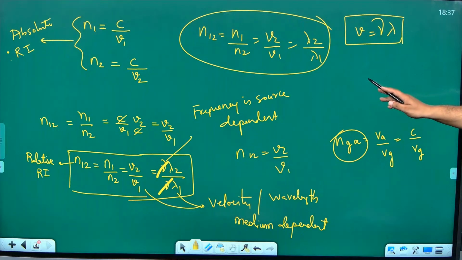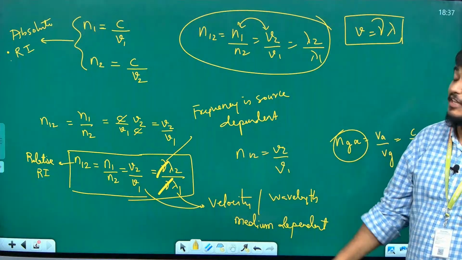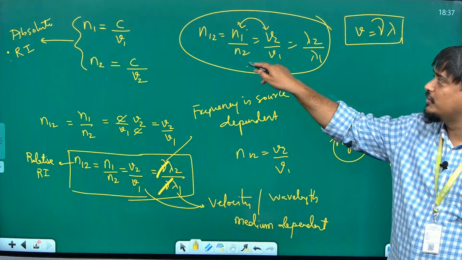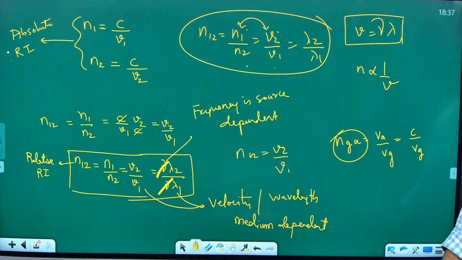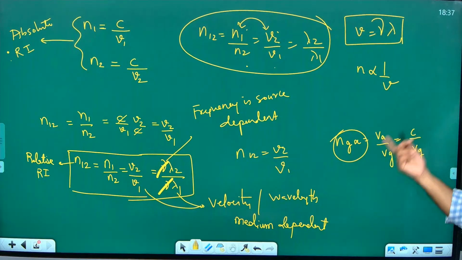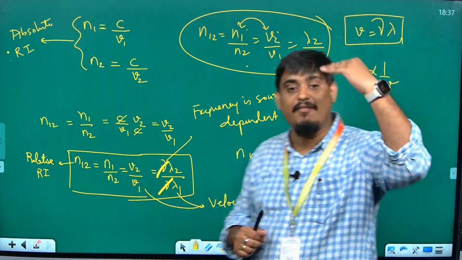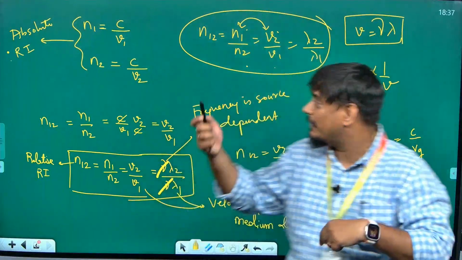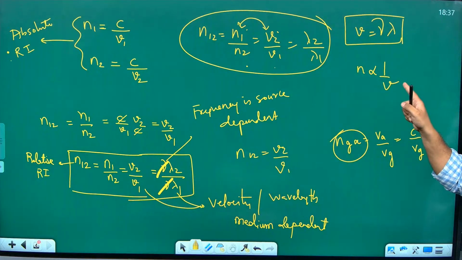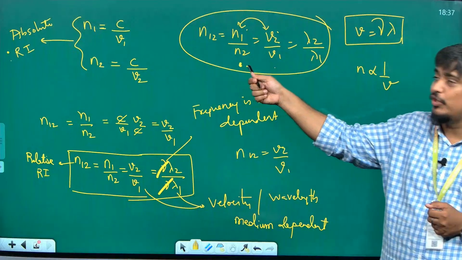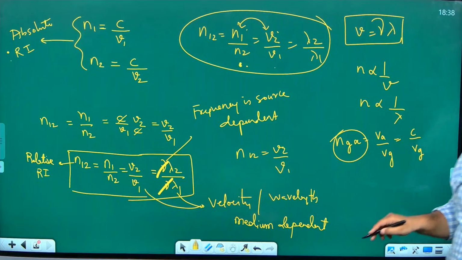By this, you are understanding that refractive index and velocity are inversely proportional. N1 by N2 is equal to V2 by V1. It means N is inversely proportional to V, isn't it? That much you know. If A is proportional to B, it will become A1 by A2 is equal to B1 by B2. If A is inversely proportional to B, it will become A1 by A2 is equal to B2 by B1. So, here N1 by N2 is equal to V2 by V1. It means N and V are inversely proportional. Same way here, N1 by N2 is equal to lambda 2 by lambda 1. So, N is also inversely proportional to lambda.